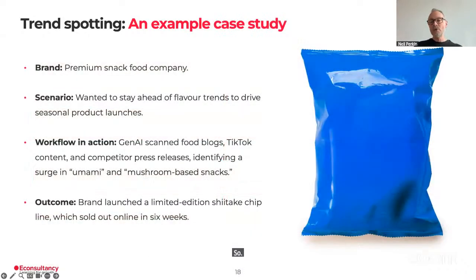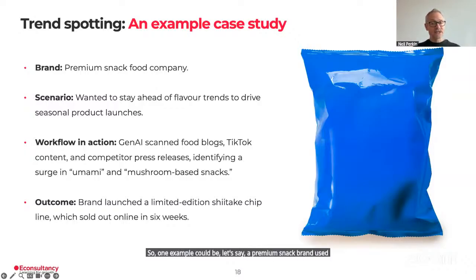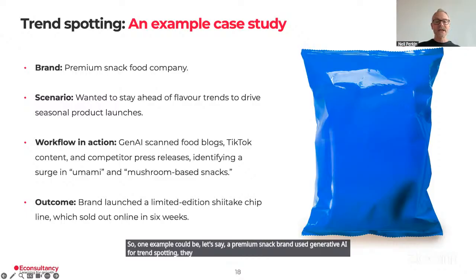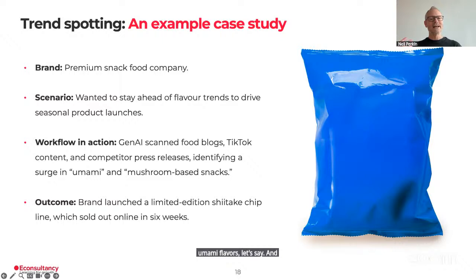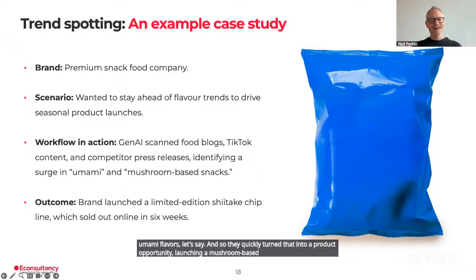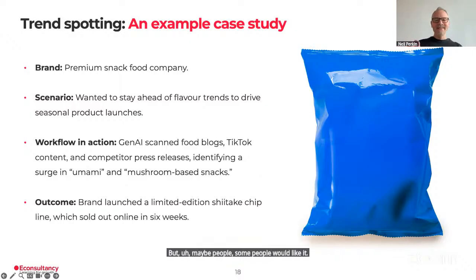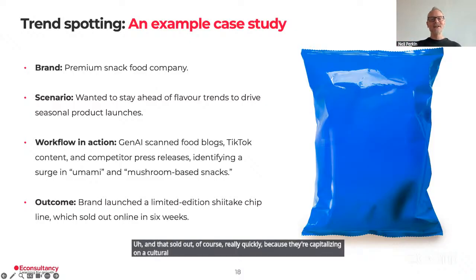So one example could be, let's say, a premium snack brand using generative AI for trend spotting. They notice a surge in online chatter about umami flavors, let's say. And so they quickly turned that into a product opportunity, launching a mushroom-based product line, which sounds awful actually, but maybe some people would like it. And that sold out, of course, really quickly because they're capitalizing on a cultural trend. And so, with AI, you're not just reacting to change, you're actually predicting or anticipating opportunity.